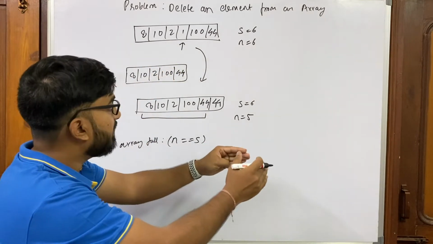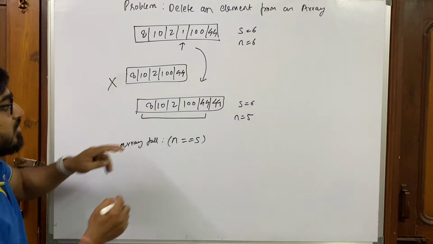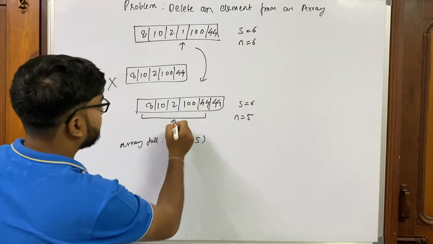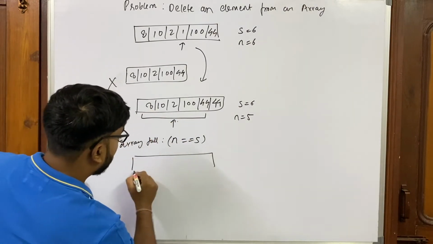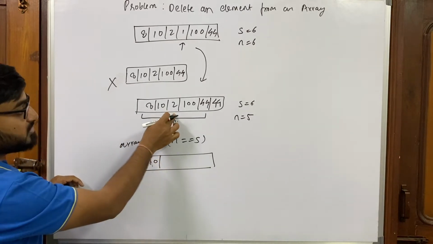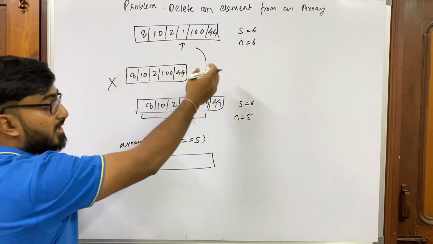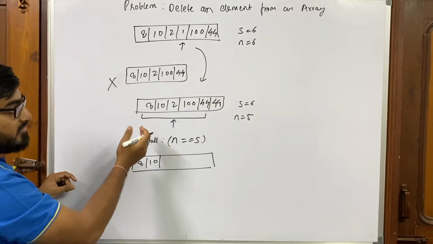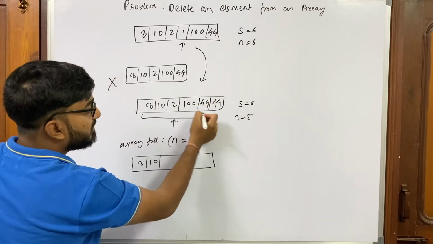Suppose we have to delete 2 now. Again, we do the same thing. We cannot actually delete a location. So 8 and 10 remain the same. We have to start shifting everything to the right of 2 one step left, and we only shift these 2.